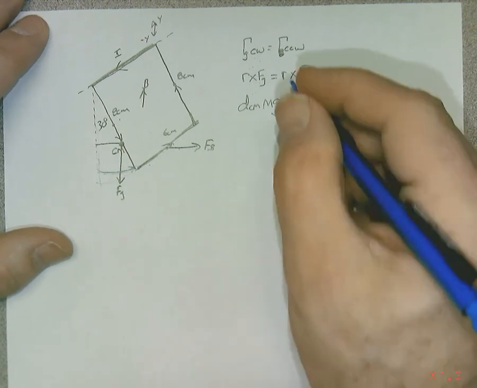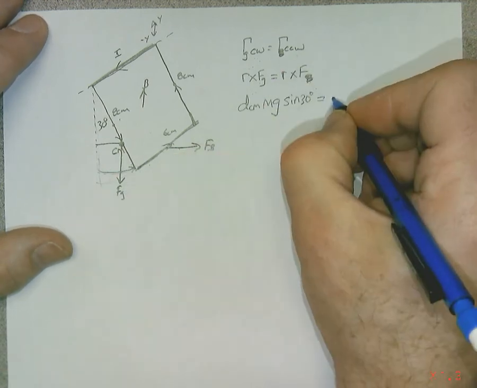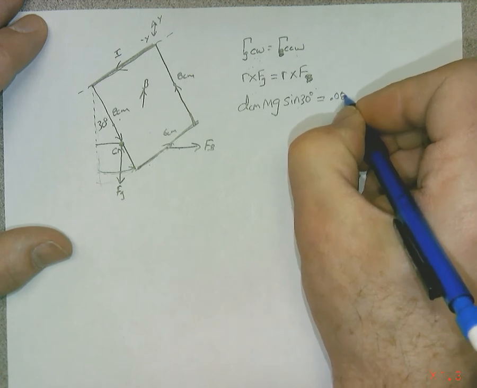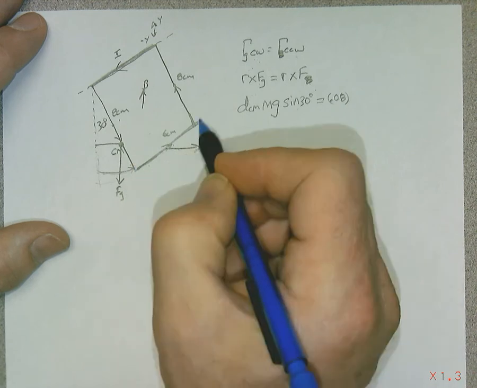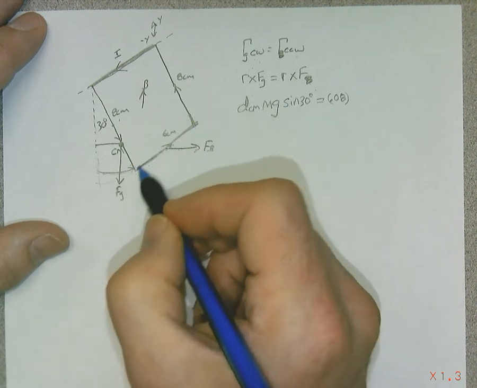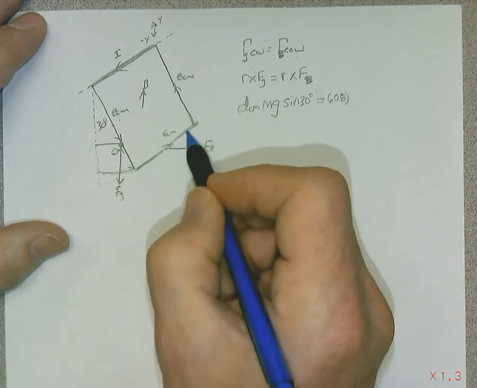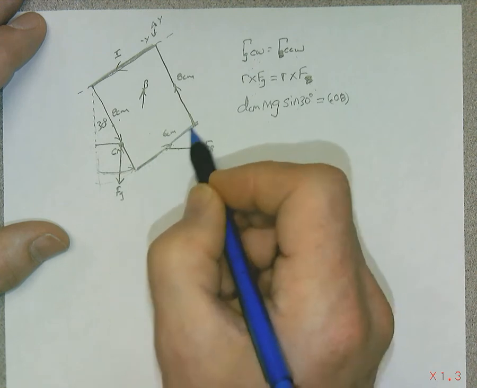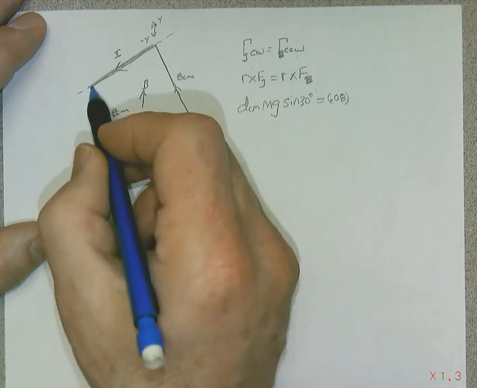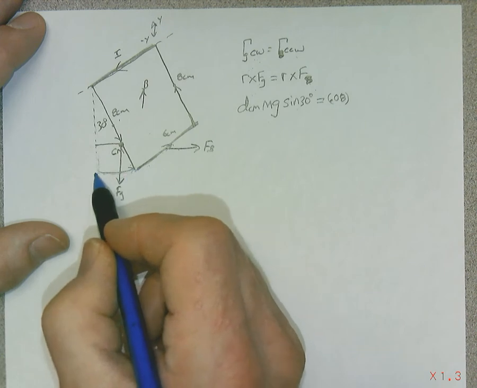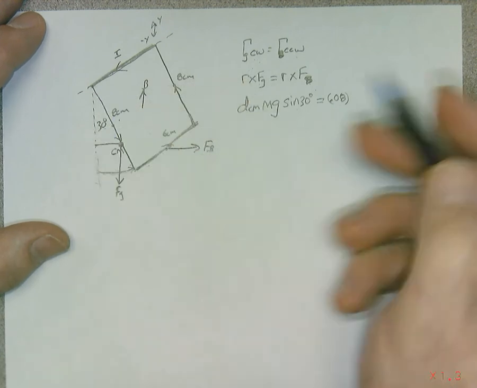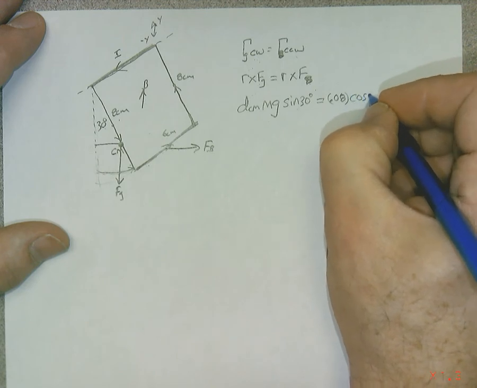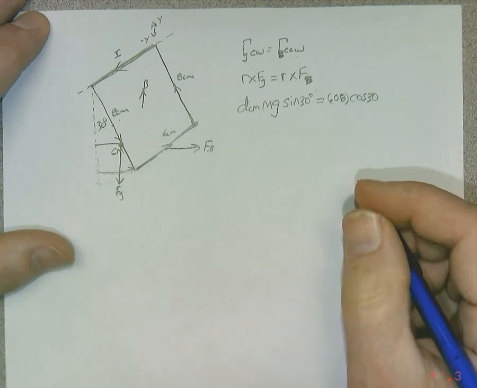Does that make sense? So let me write the 8 centimeters. So 0.08 meters. And then cosine of 30, because that's the location. Okay, the perpendicular location of this wire from the pivot point, like this, is 0.08 cosine of 30. So you got to be careful with that. That's easy to mess up on.